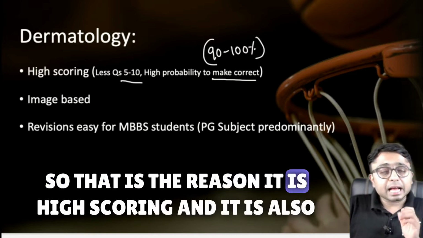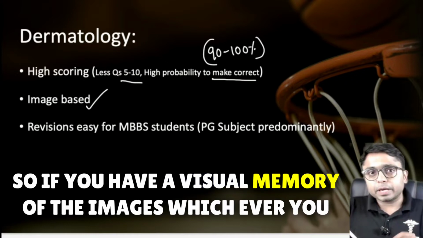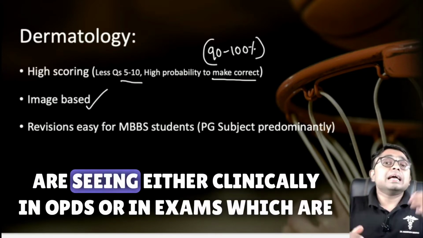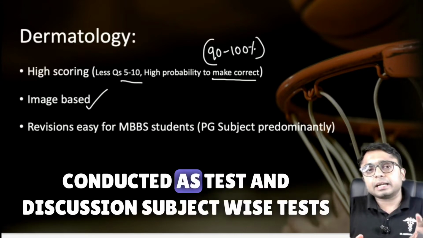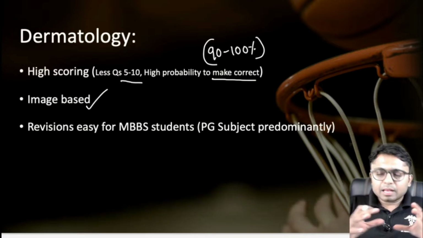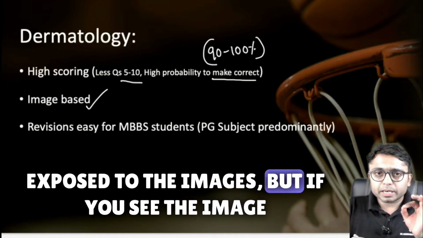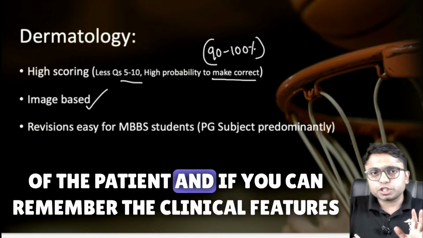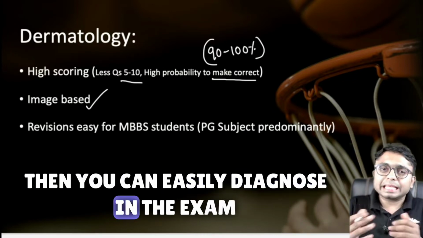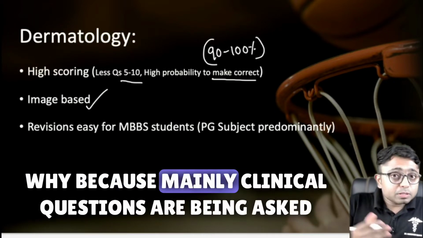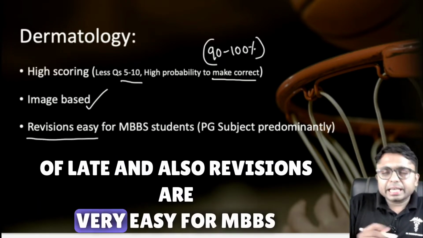That is the reason it is high scoring, and it is also image based. If you have a visual memory of the images which you are seeing, either clinically in the OPDs or in the exams conducted as test and discussion, subject wise tests, however you are exposed to the images, if you see the image of the patient and can remember the clinical features, then you can easily diagnose in the exam. Why? Because mainly clinical questions are being asked of late, and also revisions are very easy for MBBS students.